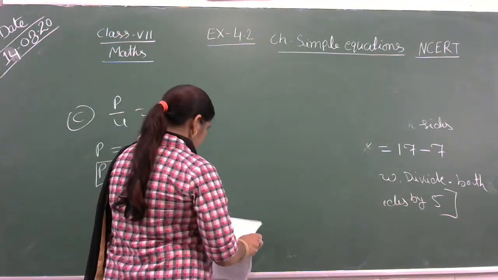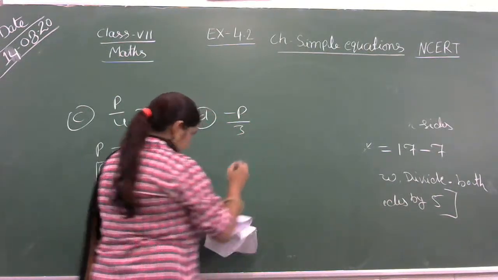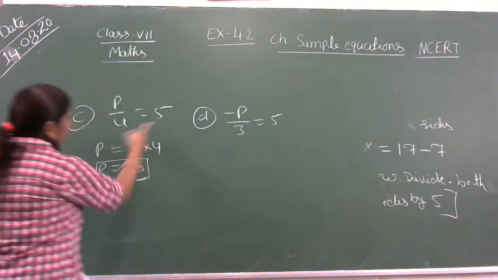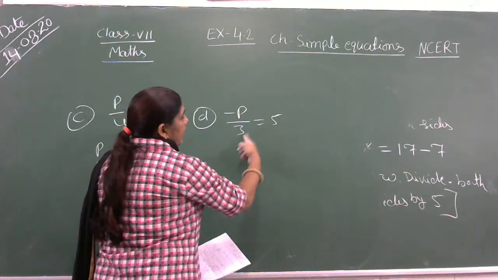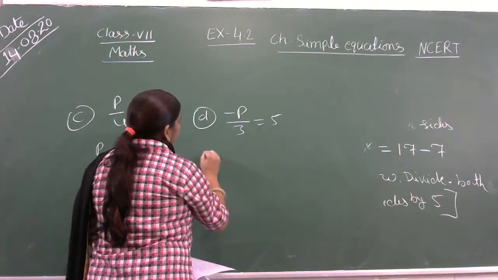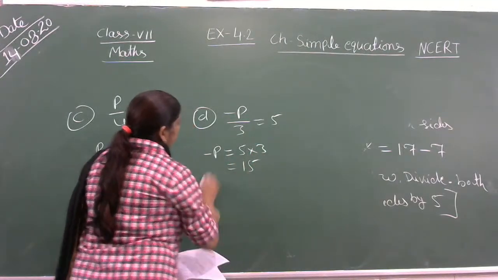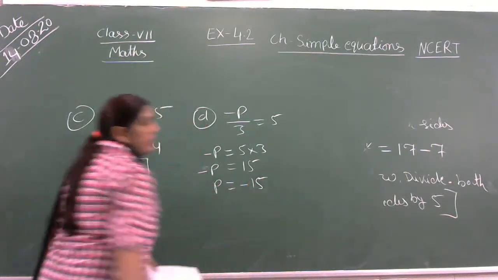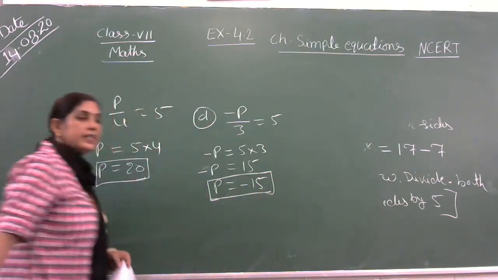Now D part, minus p upon 3 is equal to 5. Similarly, we have to multiply, because division is given here. Moving 3 across the equal sign, multiply both numbers 3 and 5. So minus p equal 5 into 3, you will get 15, minus p equal 15. So p equal minus 15, the minus sign shifts to the right side, isn't it?